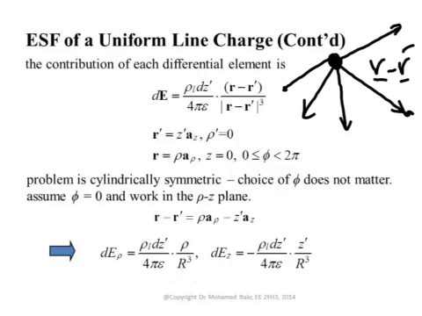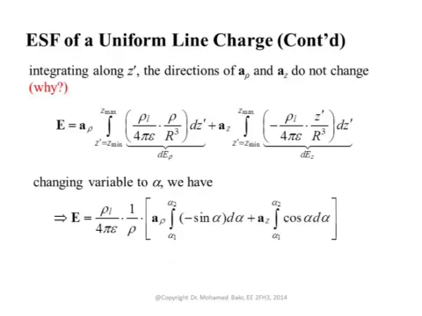So now what we'll have to do, we have to integrate over the whole length of the wire, sum all the contributions in the rho direction, sum all the contributions in the Z direction to get the complete expression for the electric field. Notice when we integrate along the length of the wire to sum contributions of different elements, AZ does not change, AZ is a constant, and A rho is a constant. Why is A rho a constant?